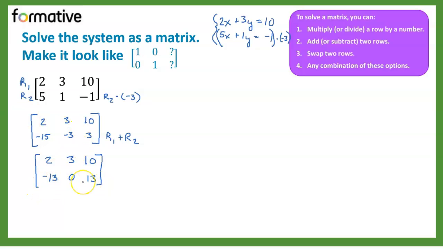But can we do something now to this row to get this to be 1? That's what we want, right? We want a 1, a 0, and then a value. So how do we get this to be 1?